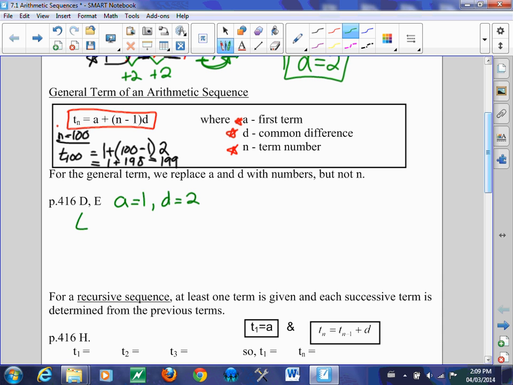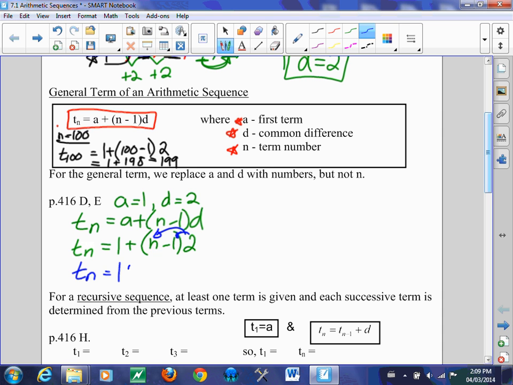So if I write out my general term, I sub in what I know. So right now I leave n as n because I don't know what term number I'm doing. So it's going to be 1 plus n minus 1 times 2. Remember, ladies and gentlemen, that this is a distributive law, but it goes backwards. Okay? So I simplify: 1 plus 2n minus 2.